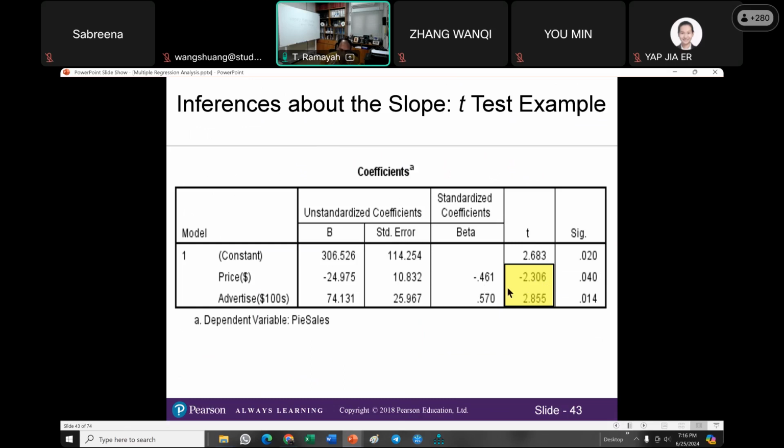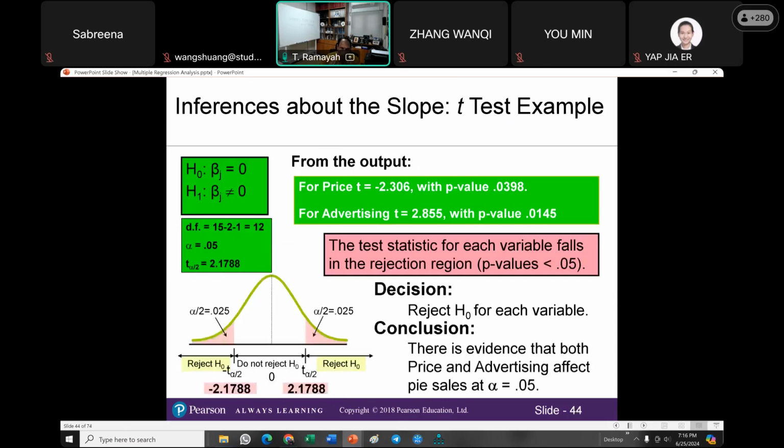So to interpret the t value, we need to first look at the table. The table will give you a cutoff value of minus 2.1788 and plus 2.1788, and our calculated value is 2.306, which is here, and then the second variable also will be in the rejection region. So that is how we can do the test using the software, the calculation.